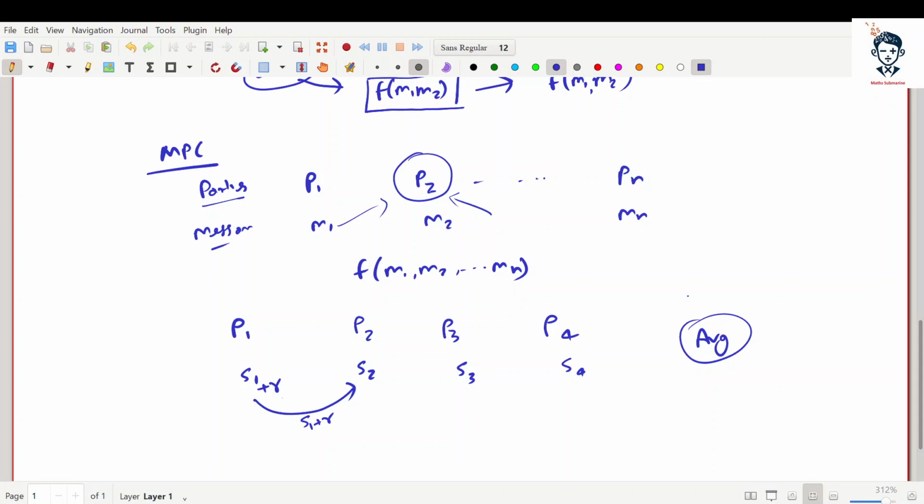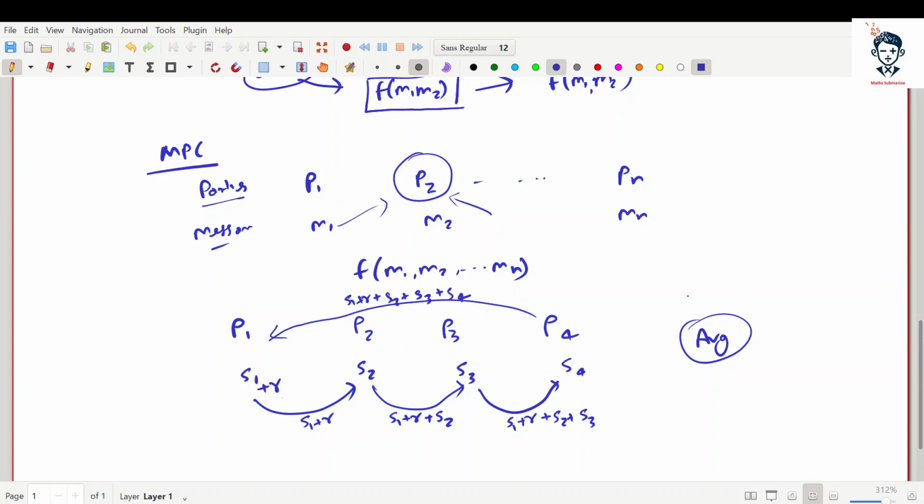So to my salary I am adding this R and sending it to this guy. This guy will add his S2 and send it on. Earlier it was S1 plus R, now he is adding his salary to this and sending it to the next guy. The same happens here: he adds his salary S3 to the value he received, and at last this guy adds his and sends it back to P1. What he will send is S1 plus R plus S2 plus S3 plus S4.